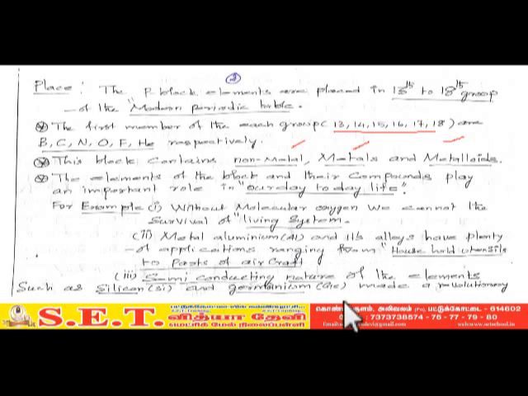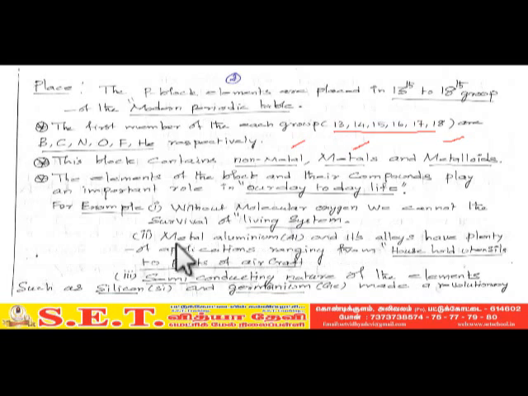These are poor conductors, so they are used as semiconductors. They are poor conductors of electricity. And p block elements and their compounds play an important role in our day-to-day life. For example, molecular oxygen: without molecular oxygen, the living system cannot survive. Simply, if there is no oxygen, it is not possible for any living system to live.